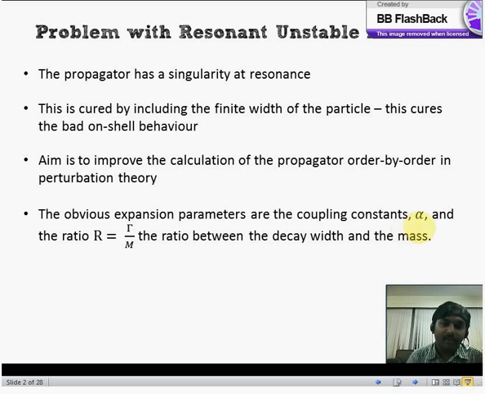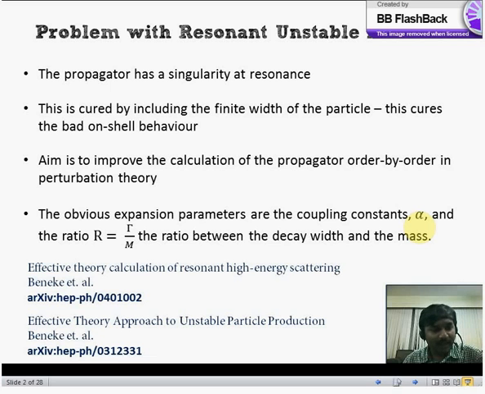Now there are two expansion parameters in this problem. One is the coupling constant alpha, and another is the ratio r, which is the ratio of the width by the mass. It is assumed that the decay width of this particle is very small and the mass is very large, and that is why we can use this ratio as a very good expansion parameter. What I'm going to say in this talk is derived mostly from these two papers, both by Beneke et al. The first one is basically an expansion of the second paper, and unless otherwise mentioned, all of the material that I'm talking about has been taken from these two papers.